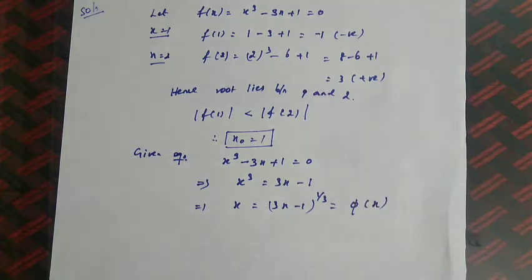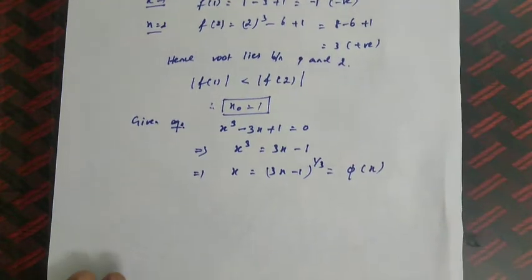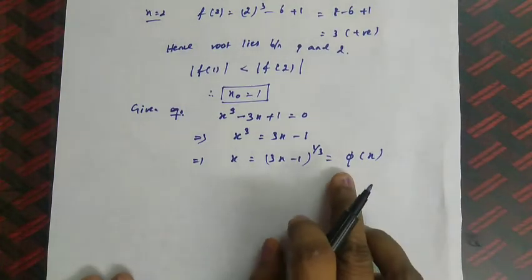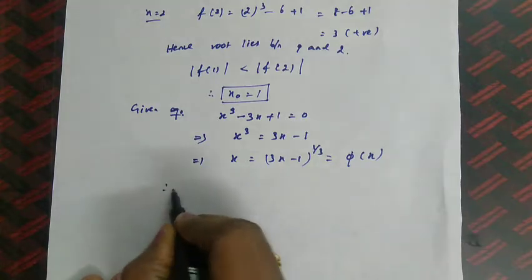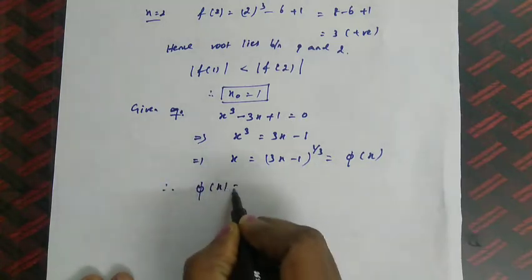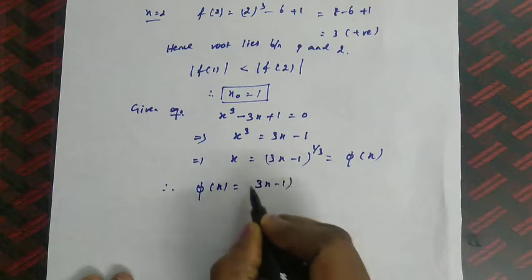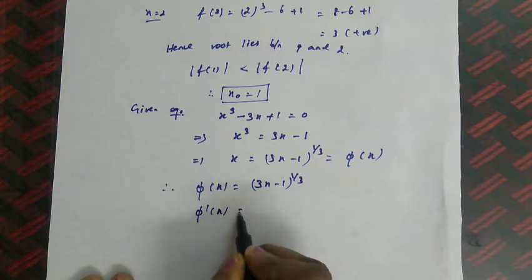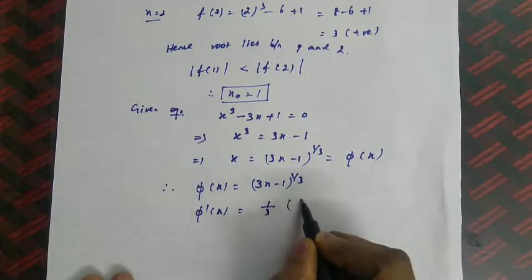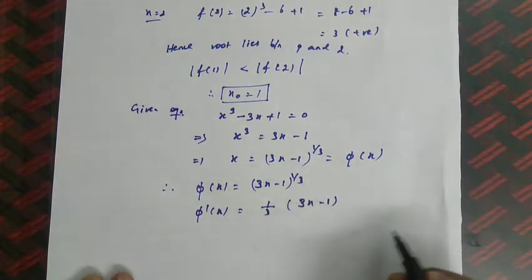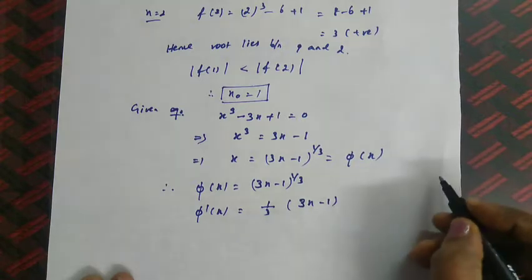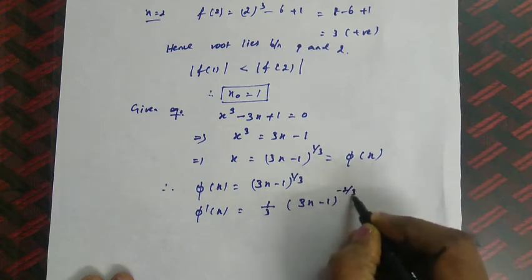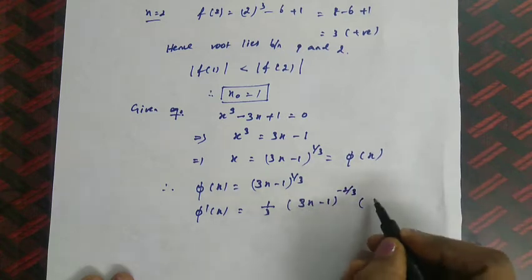And we have to check the condition. What is the condition? Modulus of phi dash of x is less than 1. So we need to find phi dash of x. Our phi of x is (3x minus 1) power 1 by 3. So phi dash of x, differentiating this, is 1 by 3 into (3x minus 1) power 1 by 3 minus 1. 1 by 3 minus 1 gives minus 2 by 3, into the differentiation of 3x, which is 3.